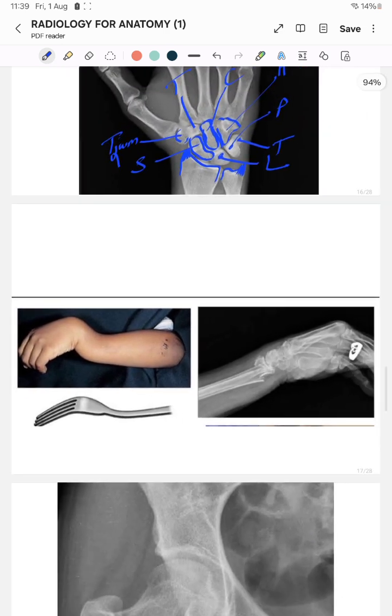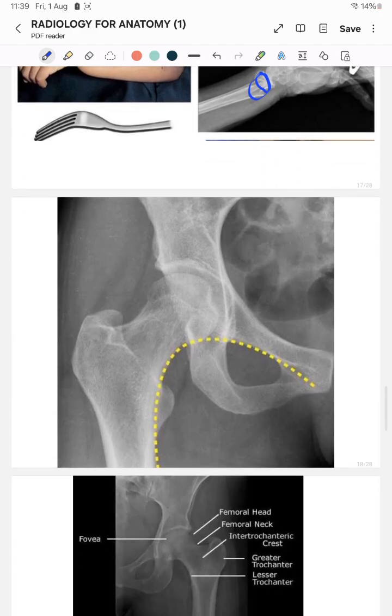This is the dinner fork deformity due to the fracture of the radius. This is the fracture of the radius, and dinner fork deformity is due to the fracture of the distal part of the radius.